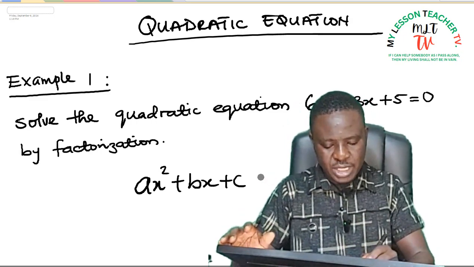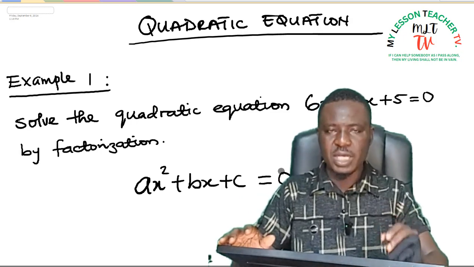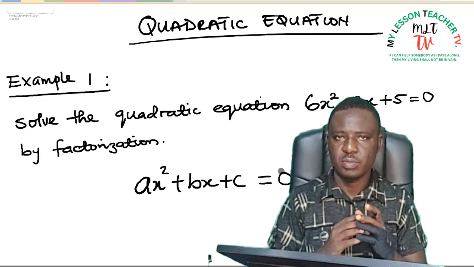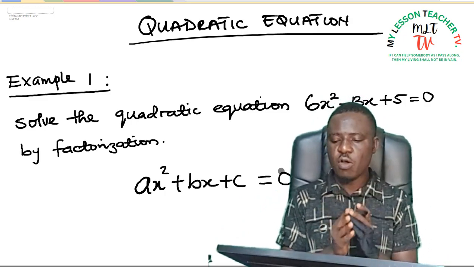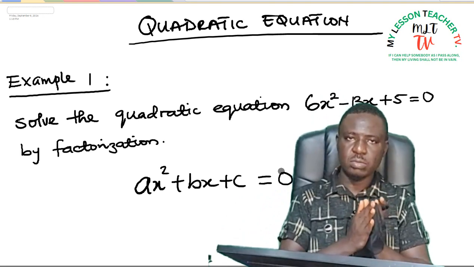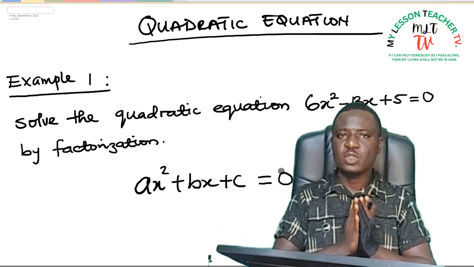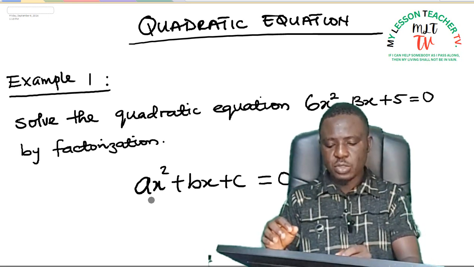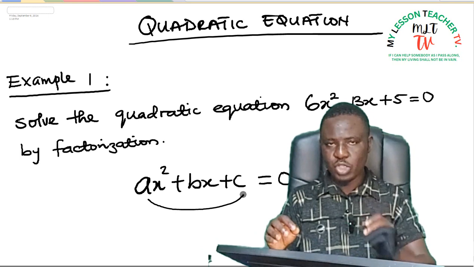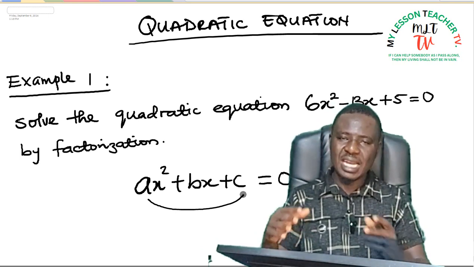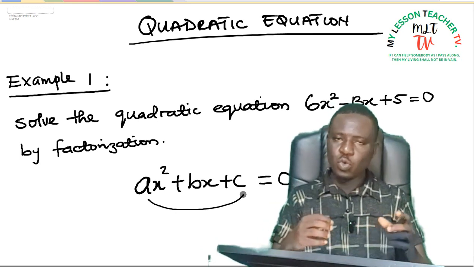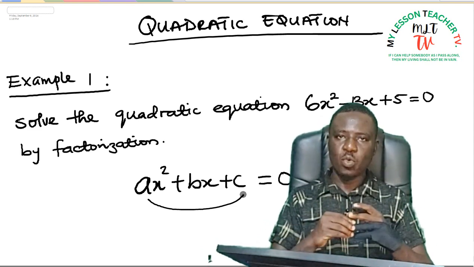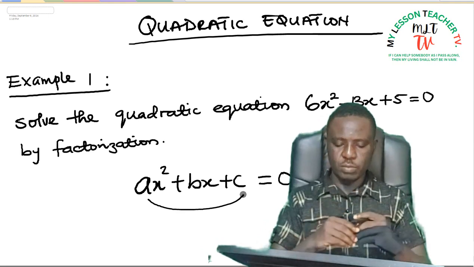When a quadratic expression is said to be equal to 0, this is what we refer to as a quadratic equation. Now, when you're asked to solve a quadratic equation, what you are expected to do is to look for the value of x that, when substituted into this equation, makes what you have at the left-hand side to be equal to 0. So that is what we are going to be doing in quadratic equation.